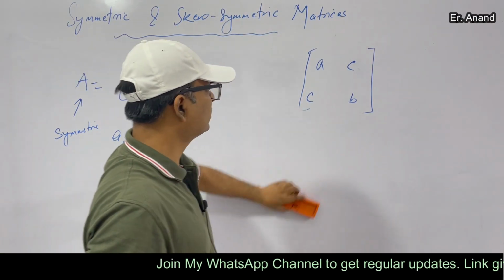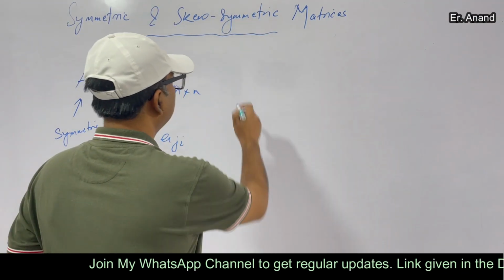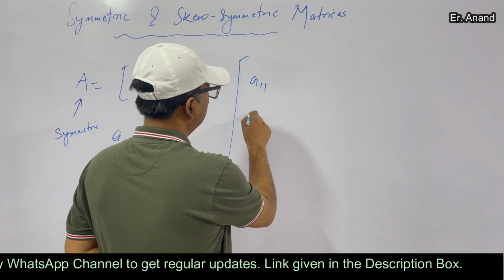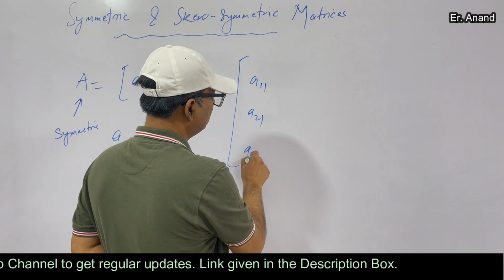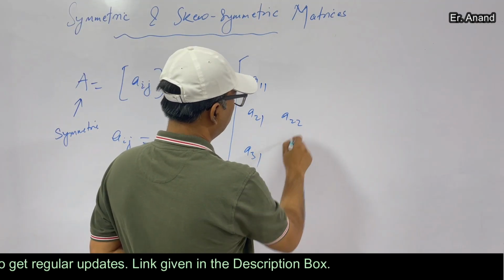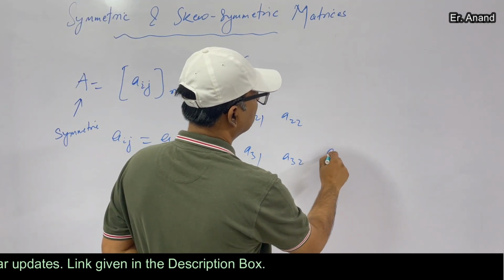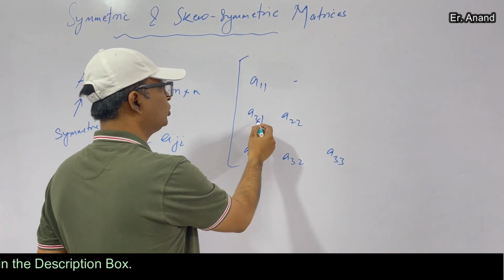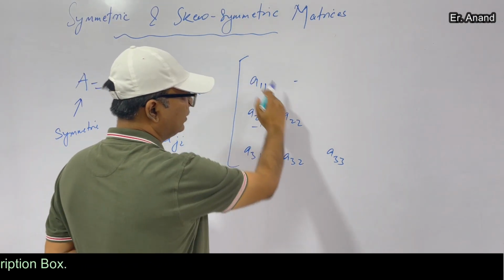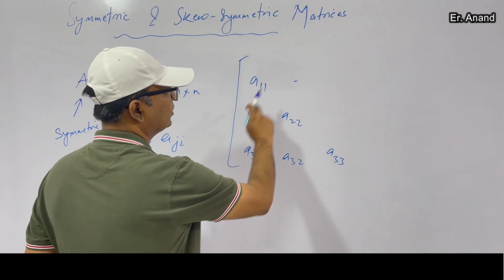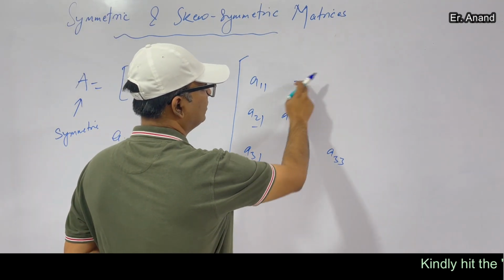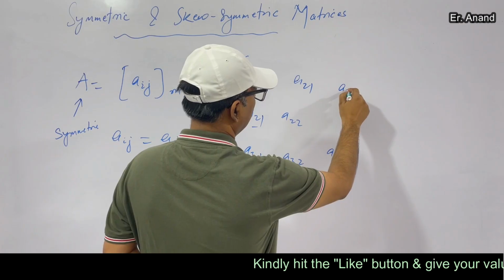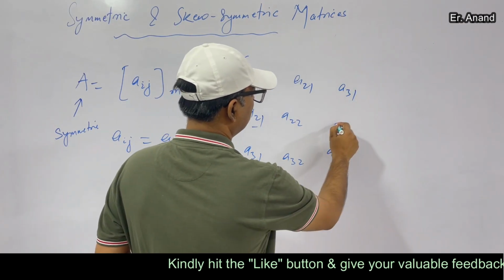Let's see a 3 cross 3 matrix. This is A11, this is A21, this is A31, this is A22, this is A32, and this is A33. I told you this matrix is equal to this: A21 is equal to A12. Below the diagonal, the corresponding elements are the same as above the diagonal. So this becomes A21, this is A31, this is A32.